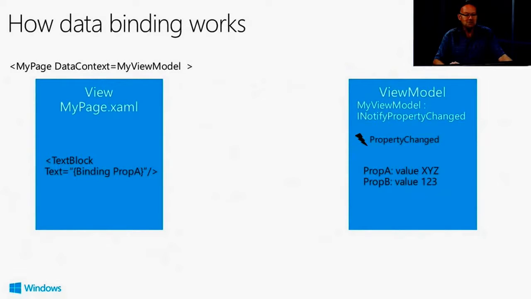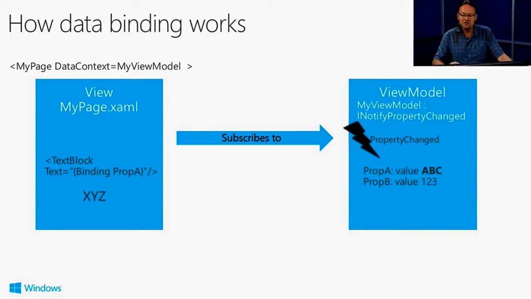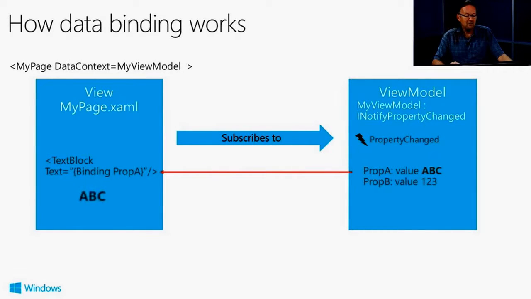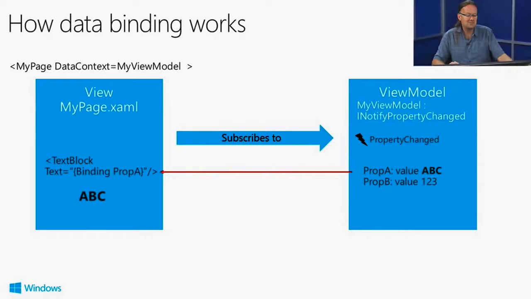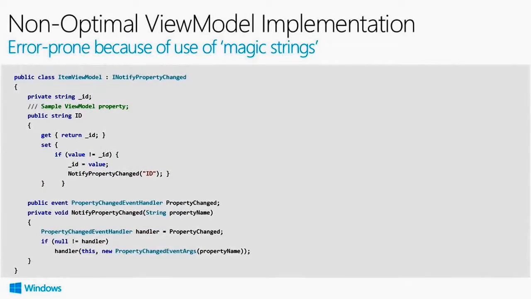So this is what it looks like. The view actually subscribes to the PropertyChanged event, and so whenever anything changes, like property A or property B, then, like property A has changed here, it fires the PropertyChanged event. The view will get that because it's subscribed to the event, and it will go off and pull the new value of property A from your view model and update the UI. That's in simplicity what it is.